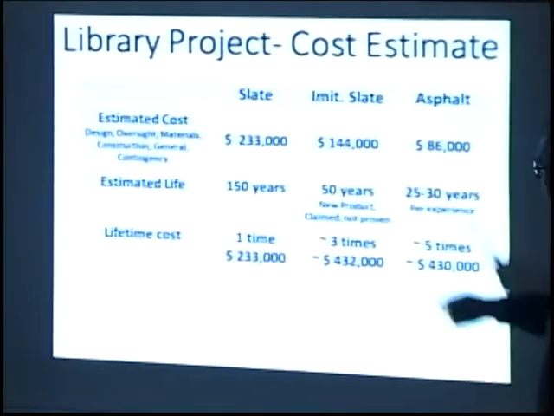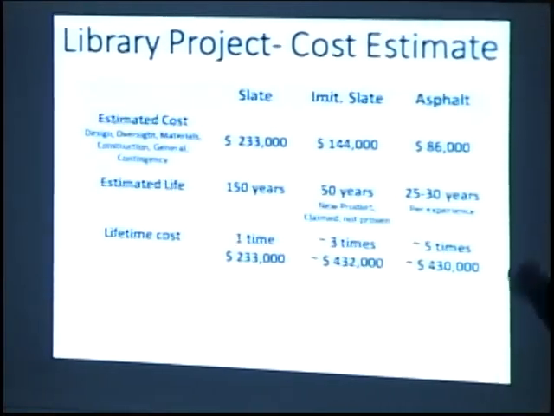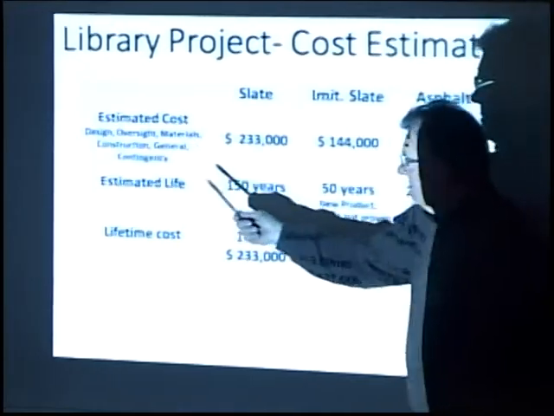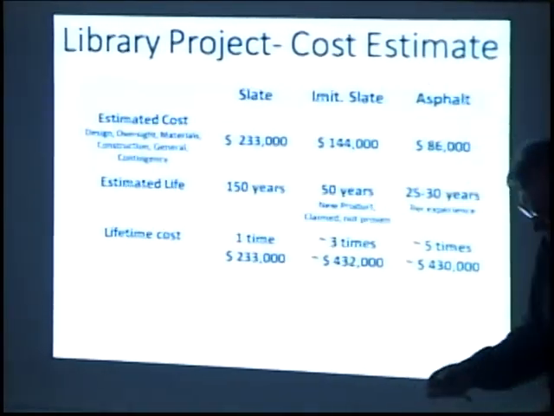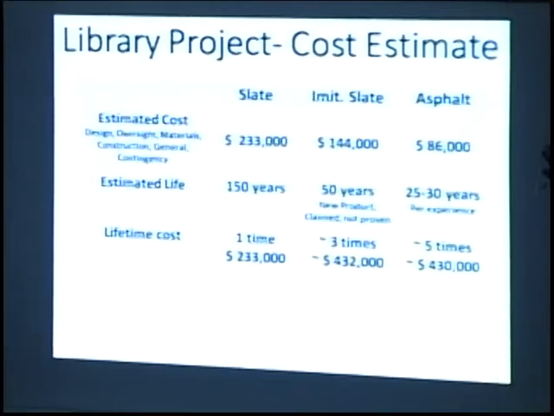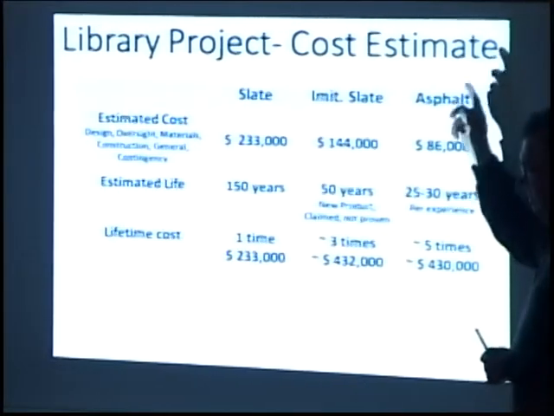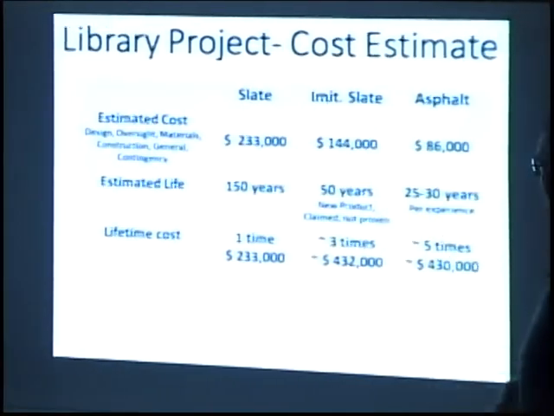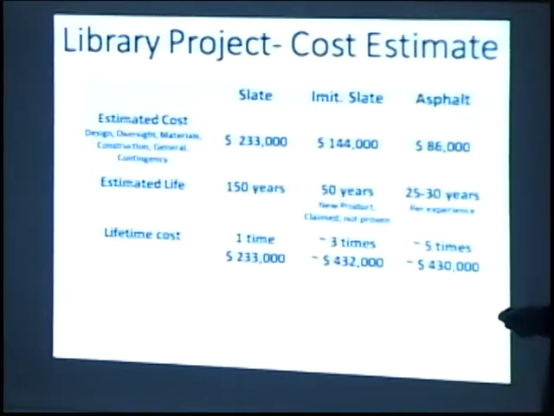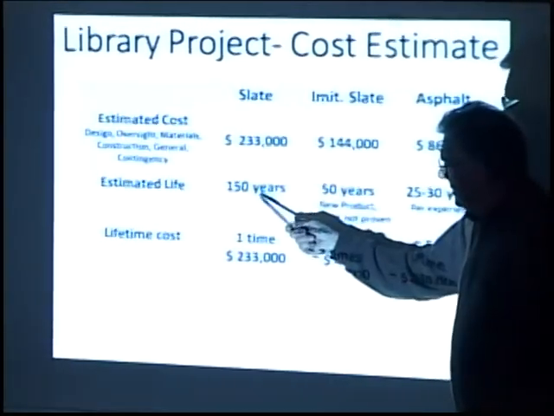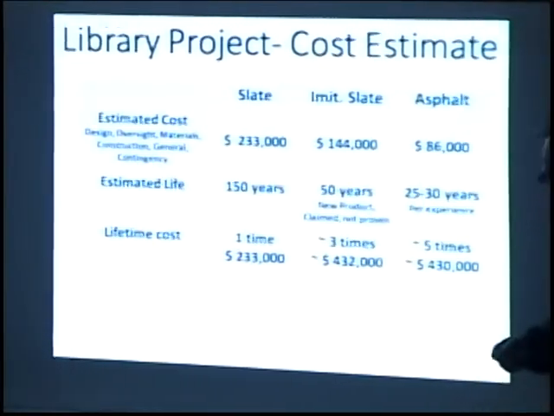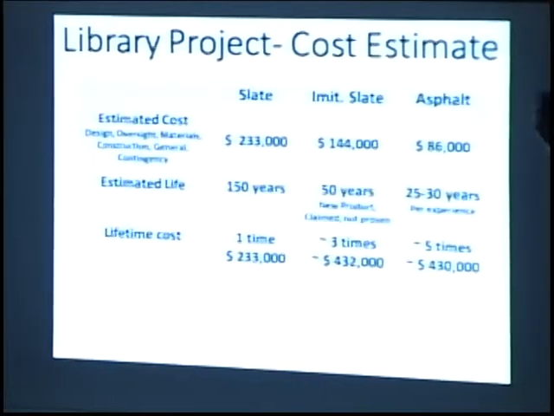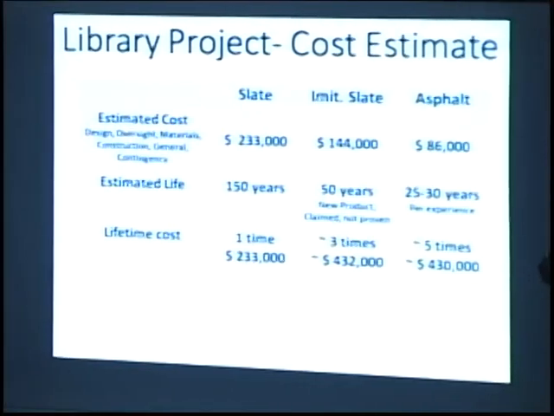Slate, imitation slate, or asphalt. The estimated cost for the slate, and that's the whole enchilada, scaffolding and all that kind of stuff you have to do for a roof. But the basics are what I described in the previous slide. The slate's $233,000, the imitation slate's $144,000, and the asphalt's $86,000. The estimated life on this is 150 years plus. We have 150 years or so on the building now, on parts of the slate that weren't removed when the asphalt was put on.